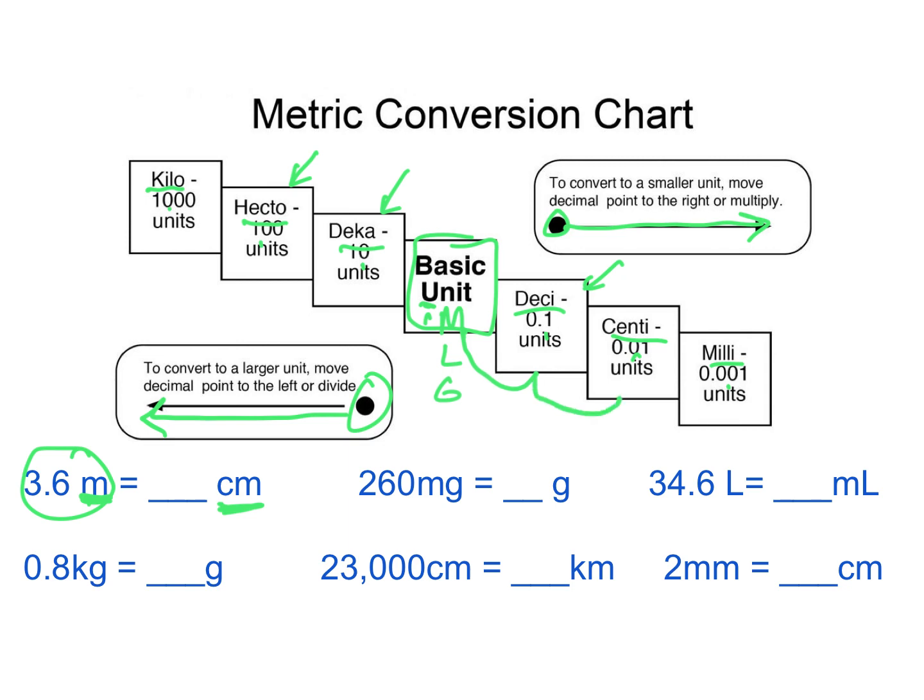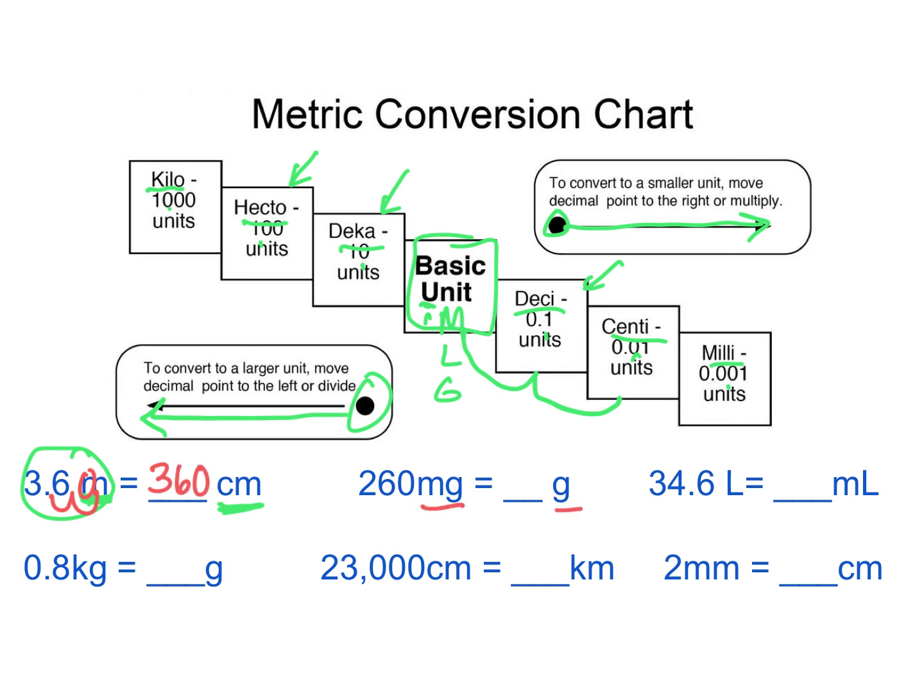So my decimal point is going to travel 2 places to the right. So I'm going 1, 2. If I end up with empty loops, I'm going to put zeros there. So this is 360 centimeters. Let's do the next one.